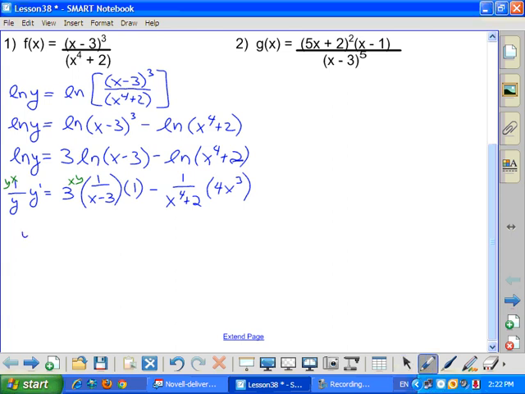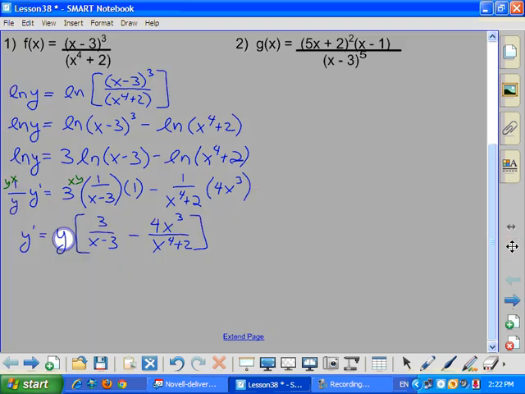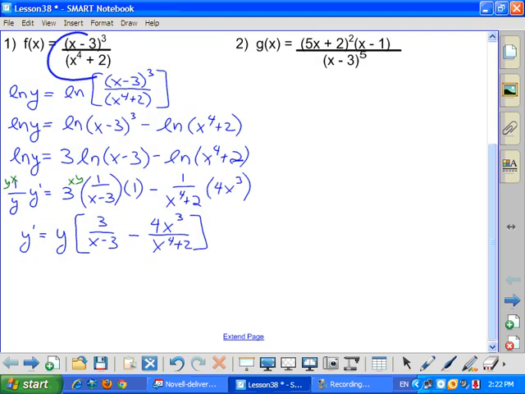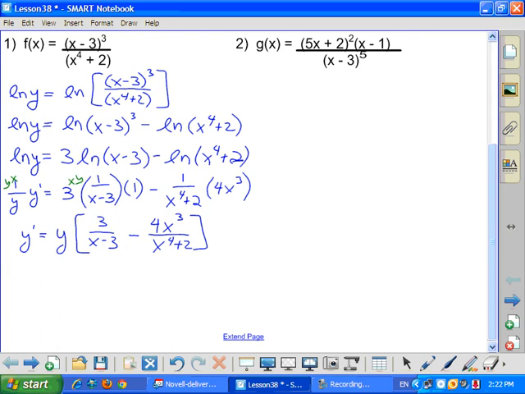So that would mean that y prime will equal y multiplied by 3 over x minus 3 minus 4x cubed over x to the fourth plus 2. And in the end, I'm going to skip this step as well, because y is just equal to the original function. So really, I'm just going to replace y in my final step with that statement at the top there.